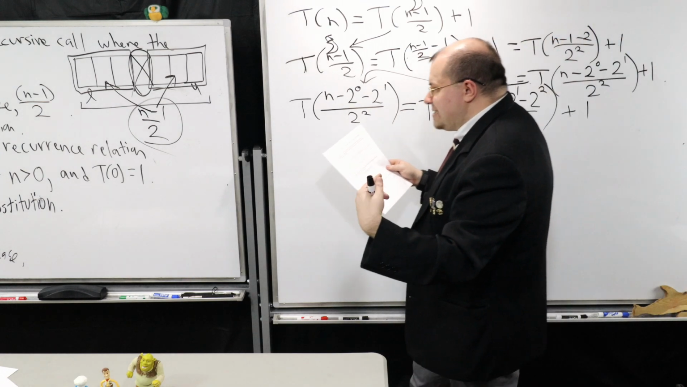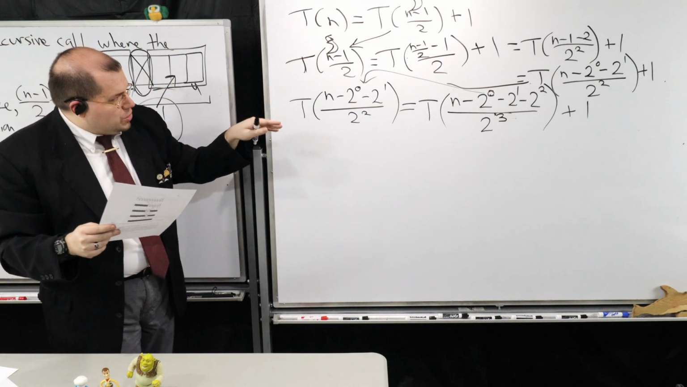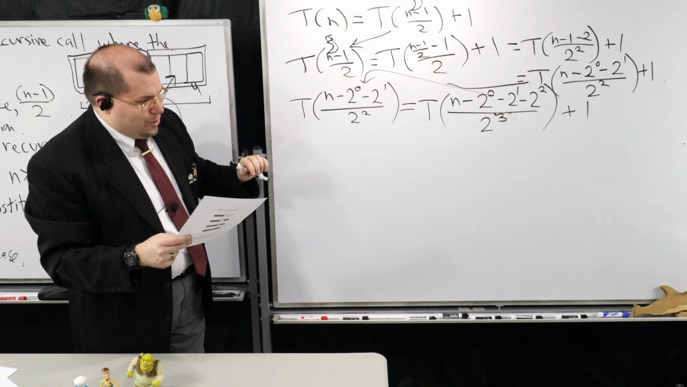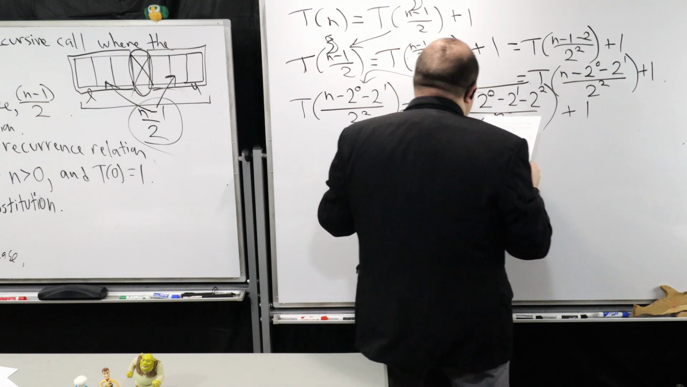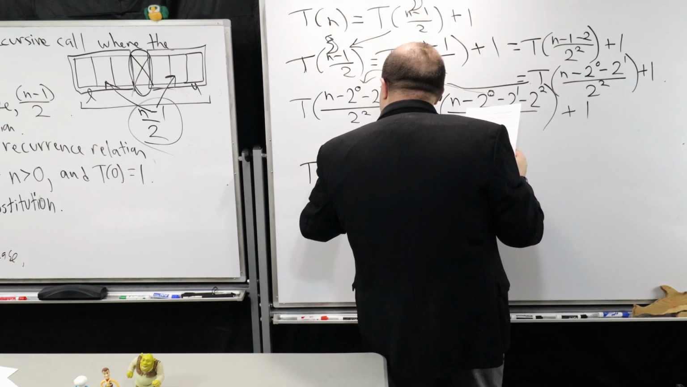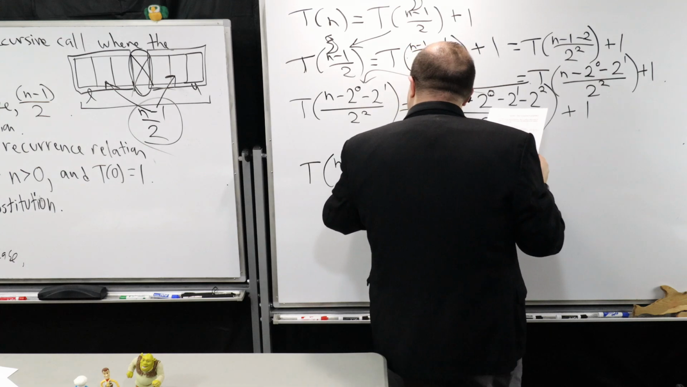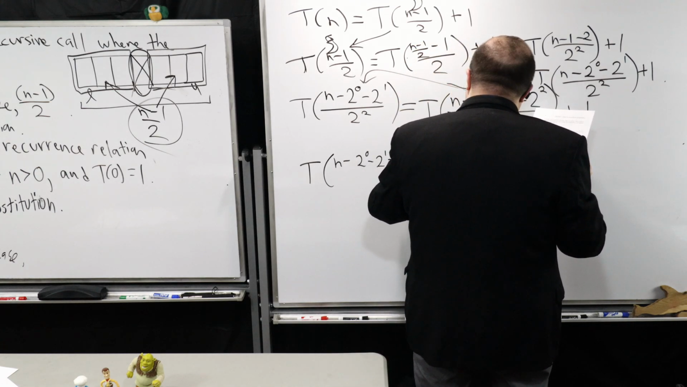So if you keep substituting this in over and over again, you're going to get a pattern that arises from doing this. If you keep creating a new equation for each of these, you'll end up with n minus 2 to the power 0 minus 2 to the 1, all the way up to 2 to the j.